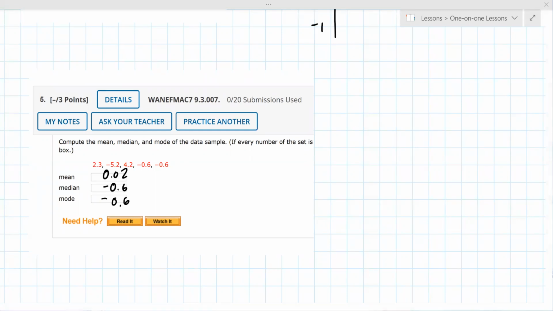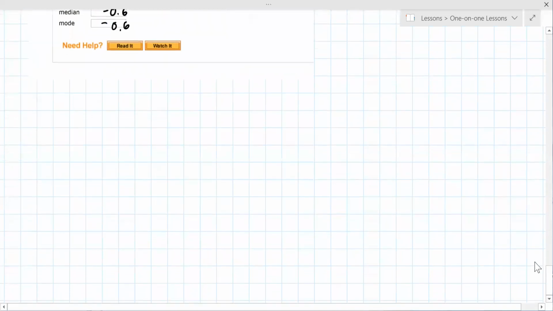So let me enter those values: 0.02, minus 0.6, and minus 0.6. Submit answer, and then there's one more of these. So this time the data set's a little bit simpler. It's just whole numbers again.